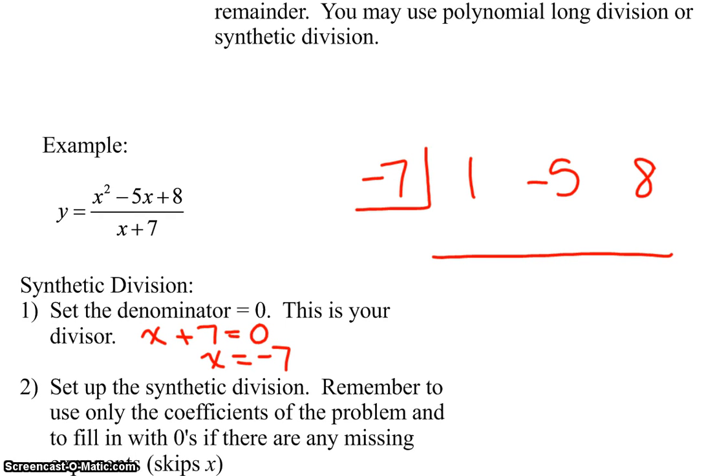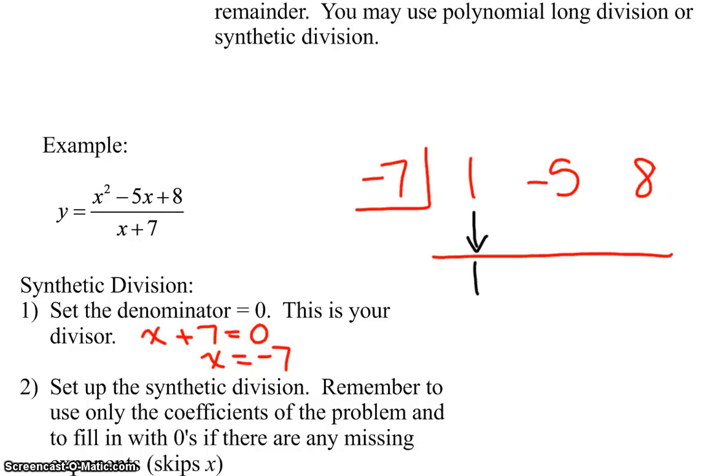Now I'll review the process of synthetic division with you. When you do synthetic division, the first term always comes straight down. From this point, synthetic division is repeated multiplication and addition. You never subtract, you never divide, you always multiply and add. So the first thing we're going to do is multiply the number on the outside, the divisor, times the number that we brought down below the line.